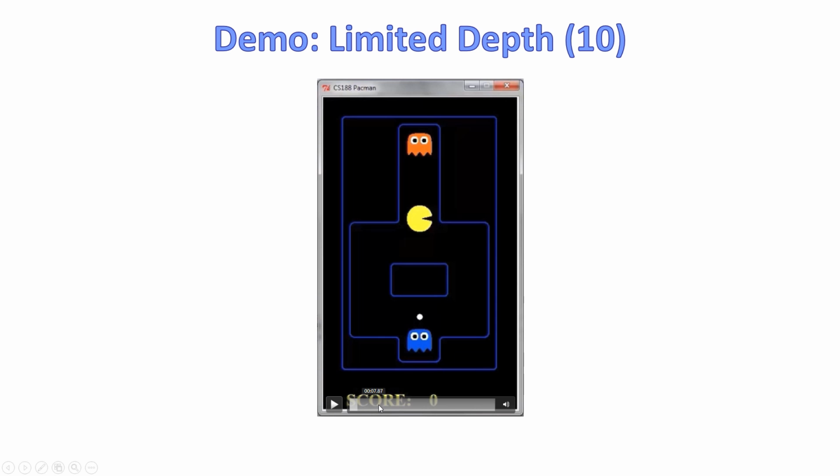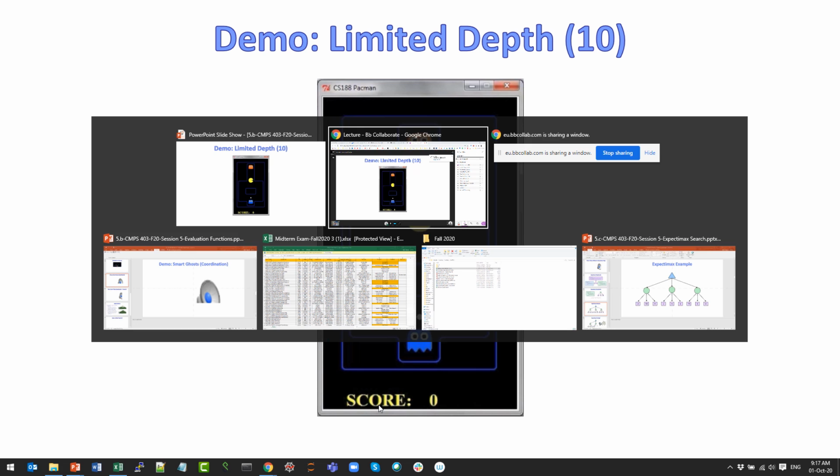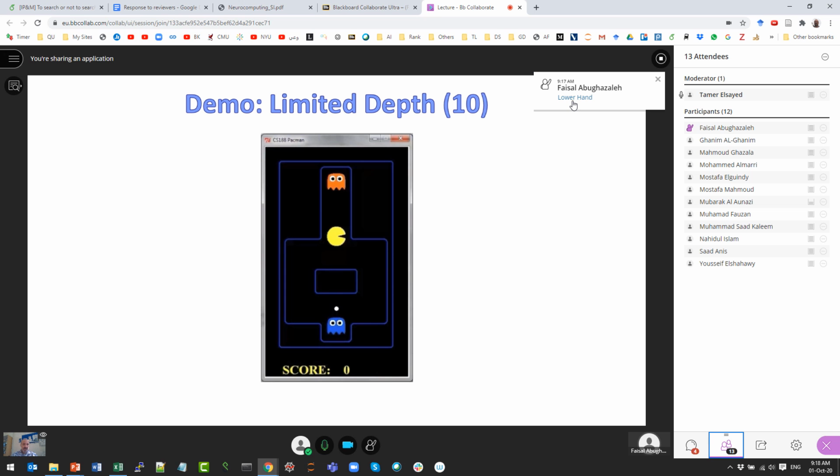What would be the strategy of Pacman in this case with the same scenario? I mean, the same setup or the same start of the game. What could be a better action? Anyone other than Faisal? Anyone wants to try? Okay, Mustafa.